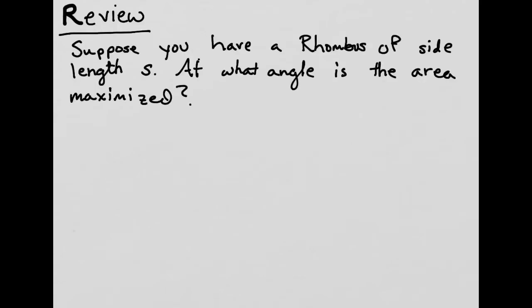All right, so let's start with this problem. Suppose you have a rhombus of side length S. At what angle is the area maximized? So just so that you guys can remember, a rhombus is a quadrilateral where every side is the same length. And so I'm going to decide to make this angle theta.